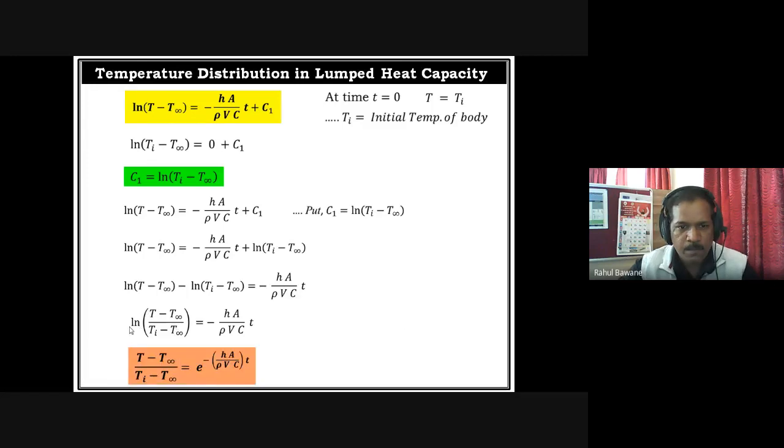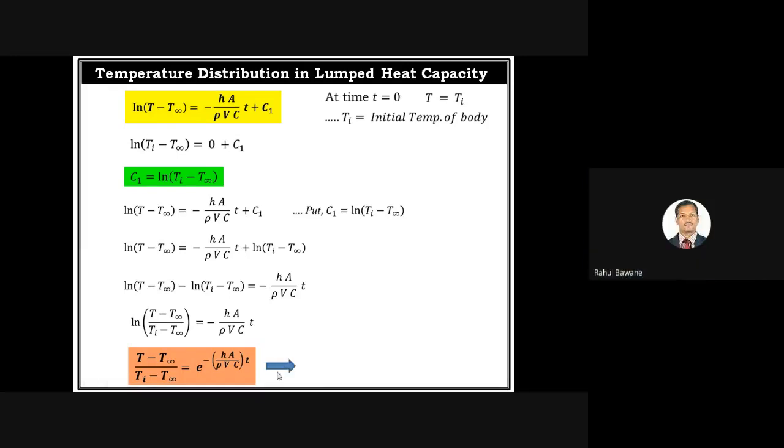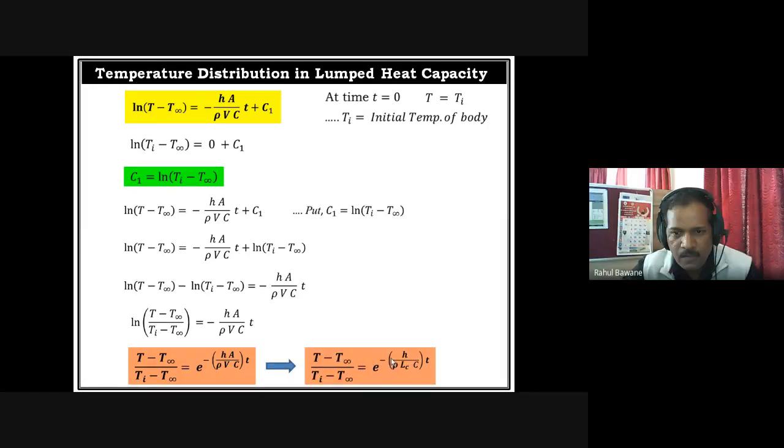Now to remove this ln, I will take the exponential. So after the exponential, I get the relation that (T minus T infinity) upon (Ti minus T infinity) is equal to e raised to the power of this whole thing, e raised to the power minus hA over rho Vc into time. Many times this formula can be rearranged as e raised to the power minus h over rho Lc C multiplied by this time. What is this Lc?